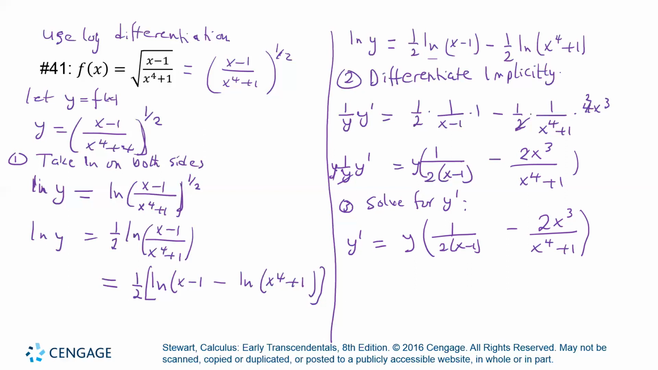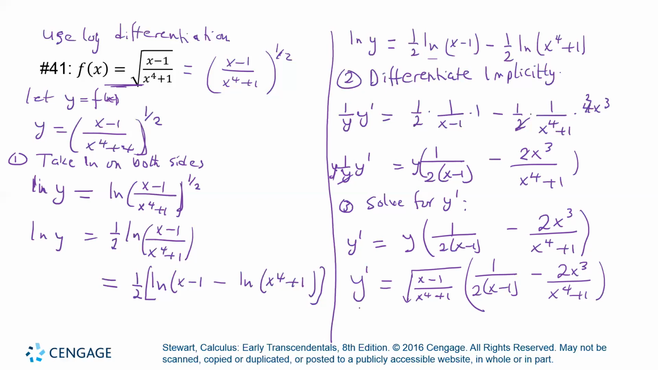However, sorry, I need to take some water, my throat is dry. Okay, my y is here. It's equal to f of x. So substitute that back. This will give me the square root of x minus 1 over x to the 4 plus 1, then times whatever I have there, 1 over 2 times x minus 1, then minus 2x cubed over x to the 4 plus 1. And that is my y prime. That's where we will stop. I'm not going to simplify it further. So we'll leave it like that.